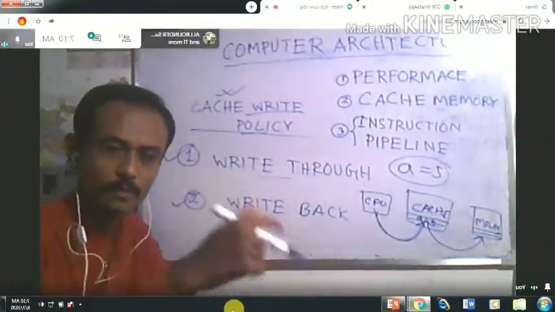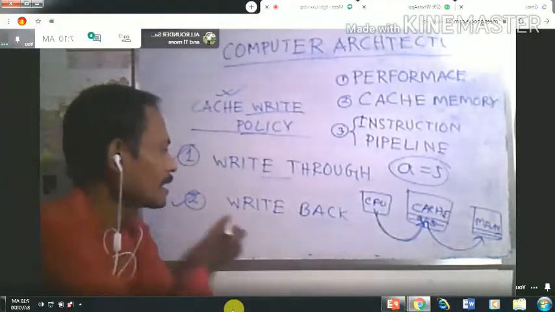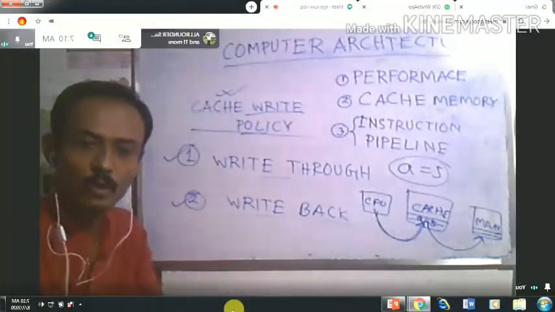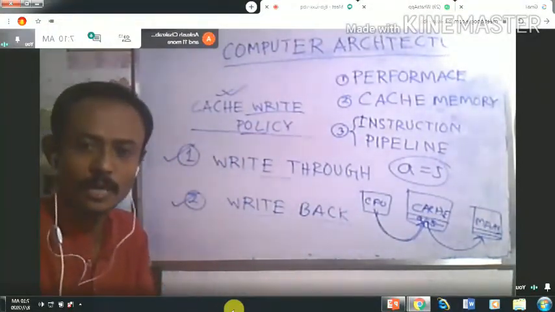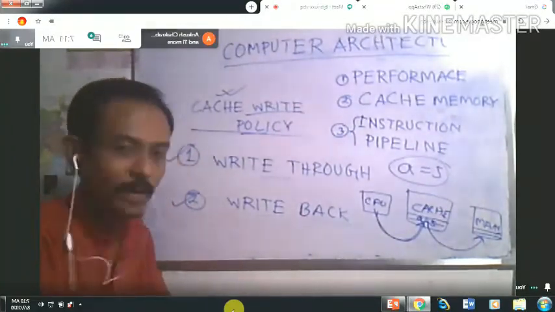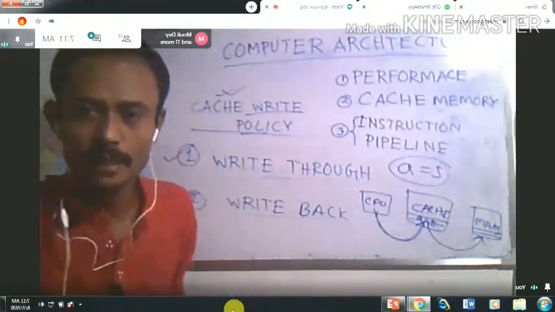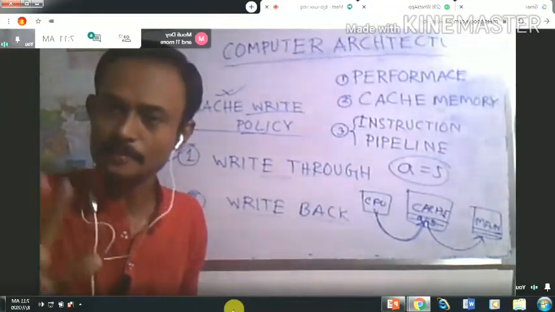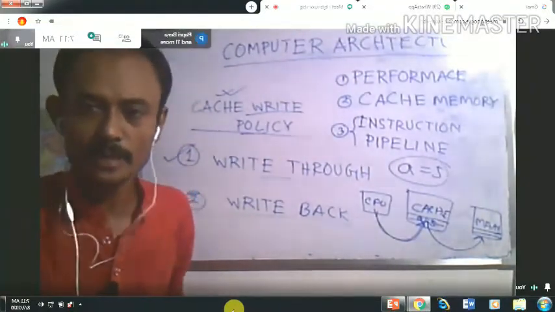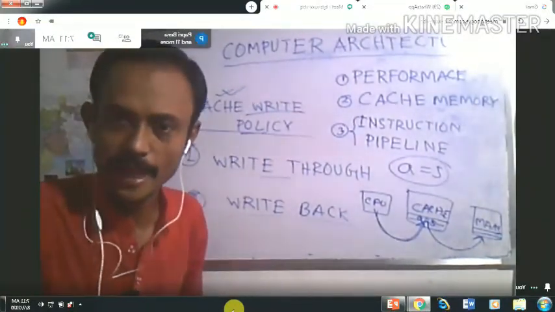If you follow this particular protocol, that is the write-back protocol. These are also called protocols. This is called the write-through protocol and the write-back protocol. All these are the protocols in the cache memory mapping. Clear? So these are some important terminology from the cache memory.